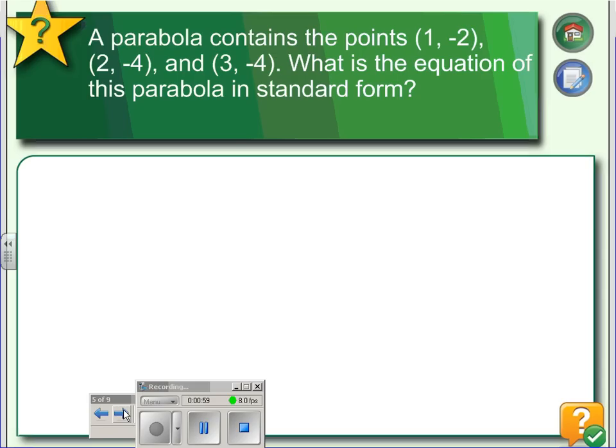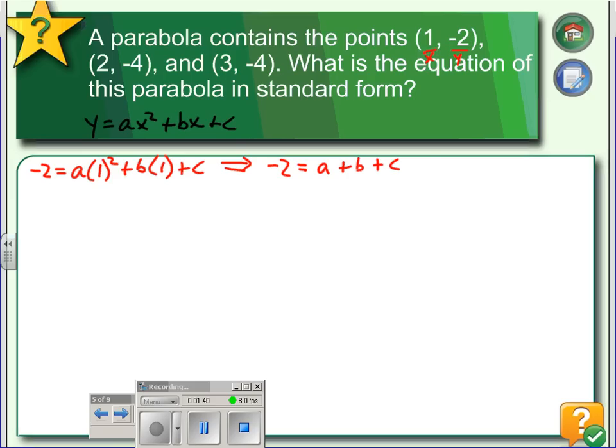Hit pause as much as you need to, but we're going to start with our standard form equation, y equals ax squared plus bx plus c. So we have our first point here, (1, -2), where 1 is x and -2 is y. So we plug that into the standard form equation, giving us -2 = a(1)^2 + b(1) + c. If we simplify this equation, we get -2 = a + b + c, since 1 squared is 1, a times 1 is a, and b times 1 is b.